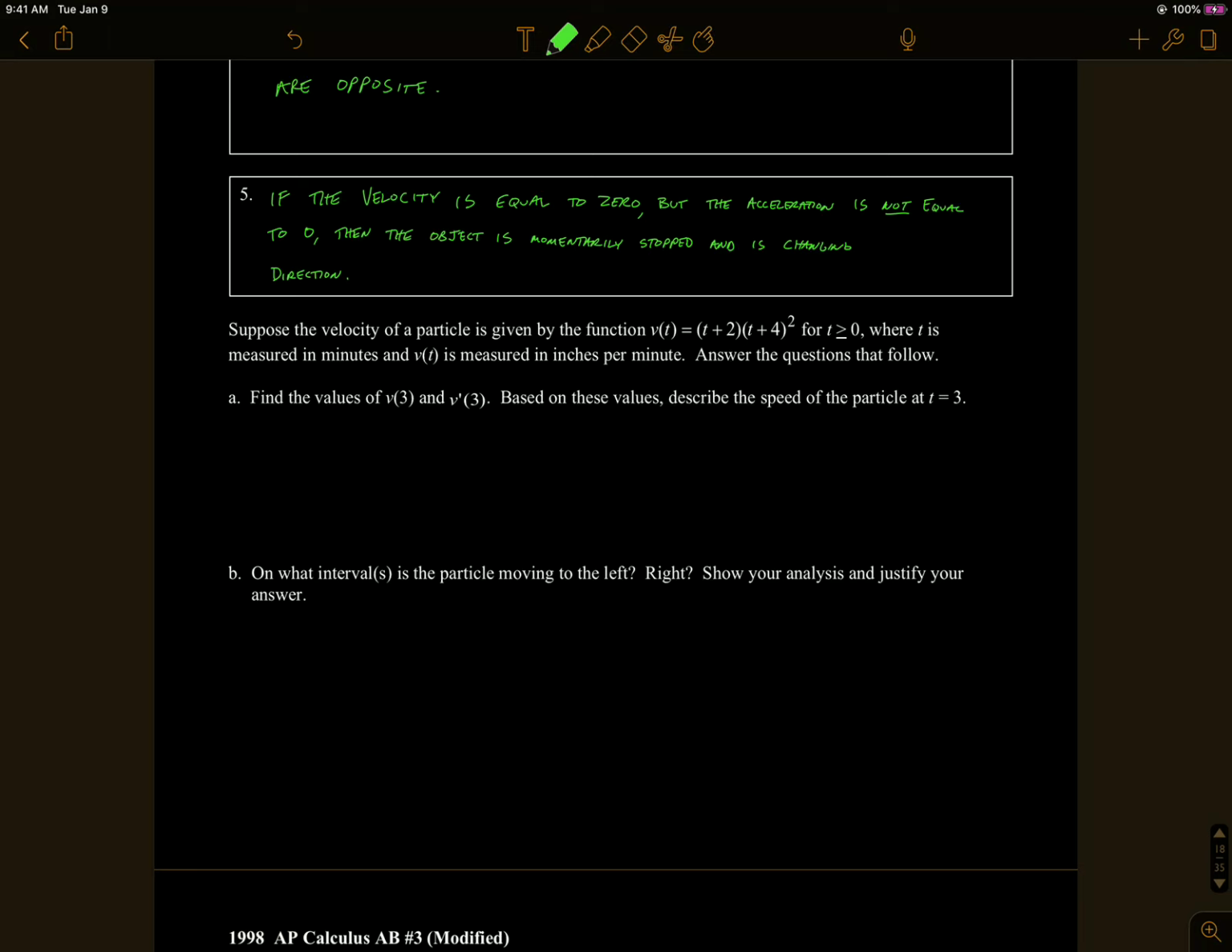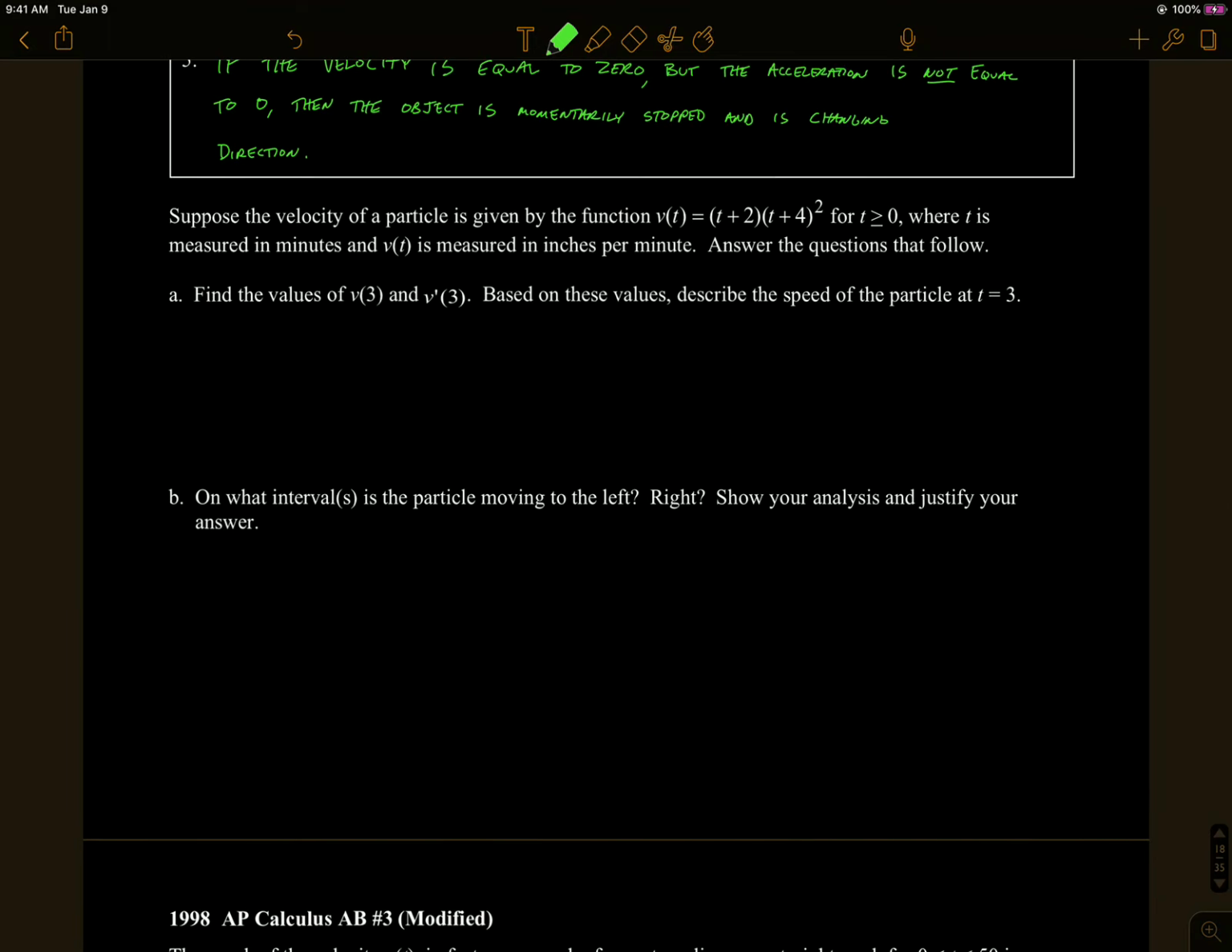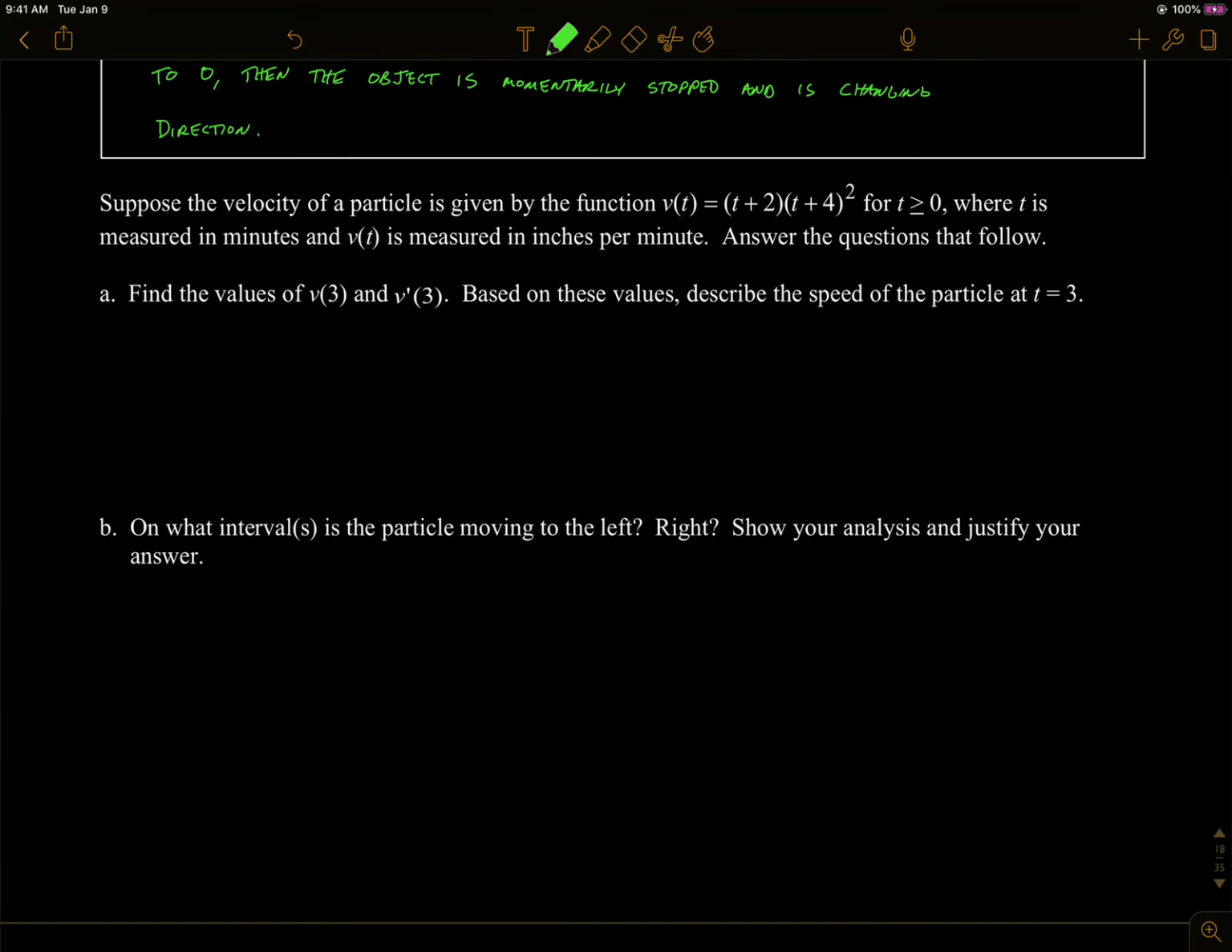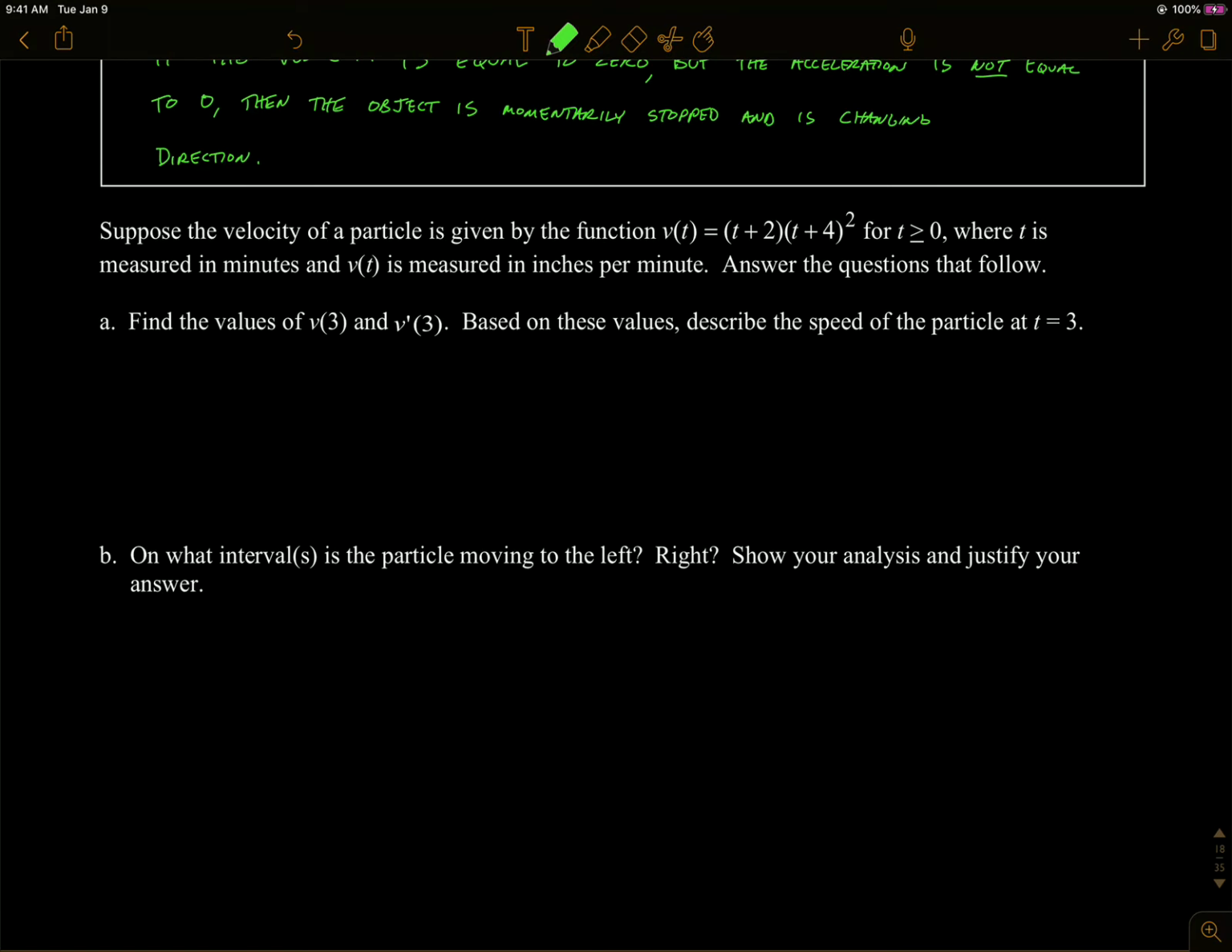All right, so suppose the velocity of a particle is given by the function there, for t bigger than or equal to 0, so we're not going to have negative time. T is measured in minutes, and v of t is measured in inches per minute. So we have our velocity function. Answer the questions that follow. Remember, we don't have our position function here. We have our velocity function. Find the values of v of 3 and v prime of 3. Based on these values, describe the speed of the particle at t equals 3.